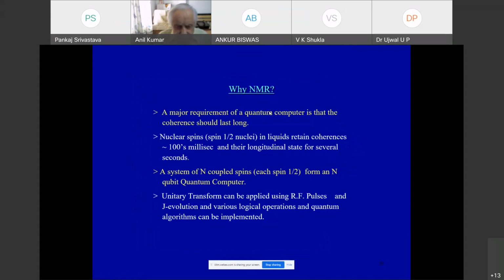The question can be, why NMR? A major requirement of a quantum computer is that the coherence should last long. Nuclear spins in liquid retain coherences for several hundreds of milliseconds, and the longitudinal state for several seconds. A system of n coupled spins, each spin half, forms an n-qubit quantum computer. A unitary transform can be applied using RF pulses and coupling evolution, and various logical operations and quantum algorithms can be implemented.